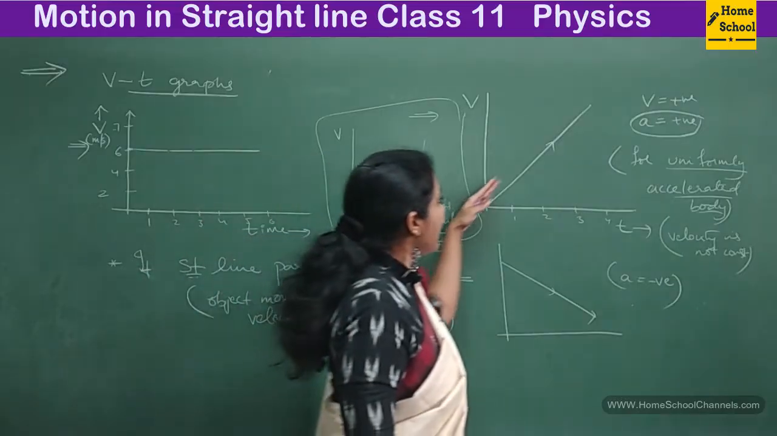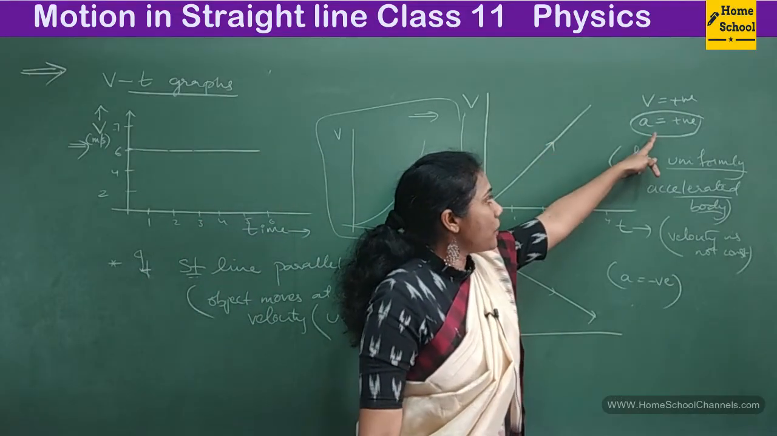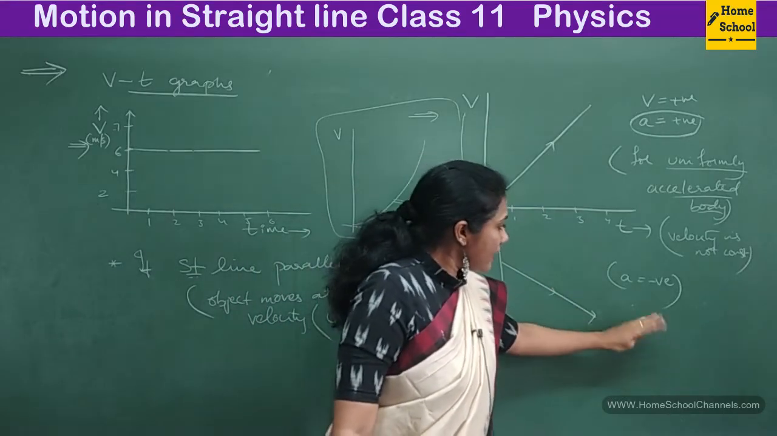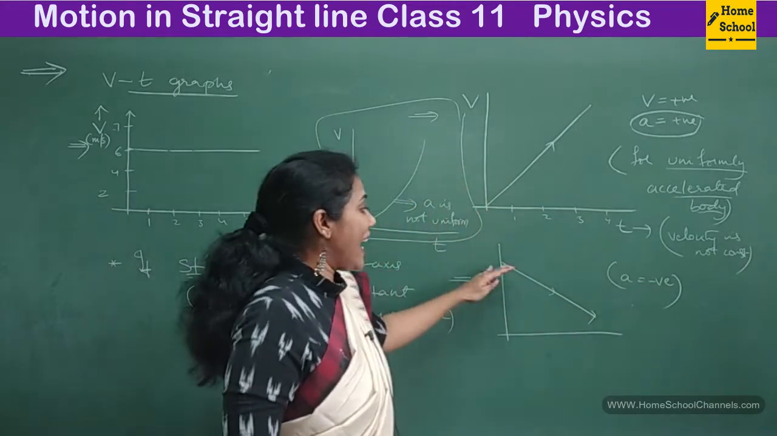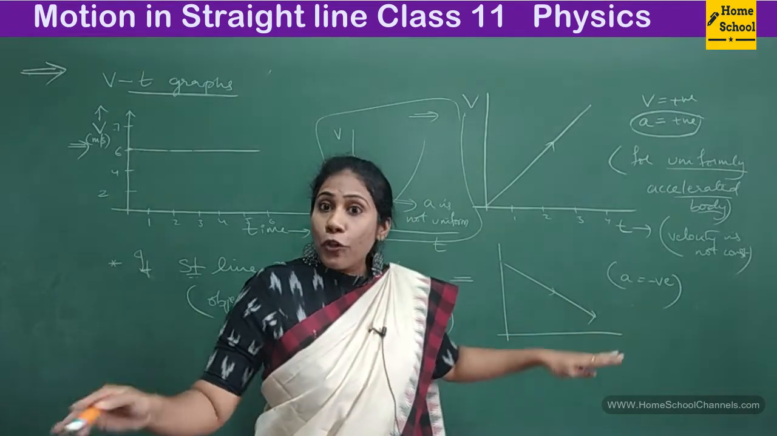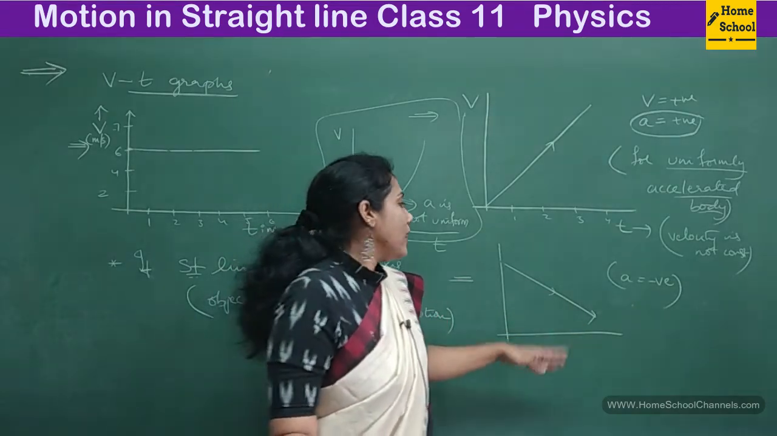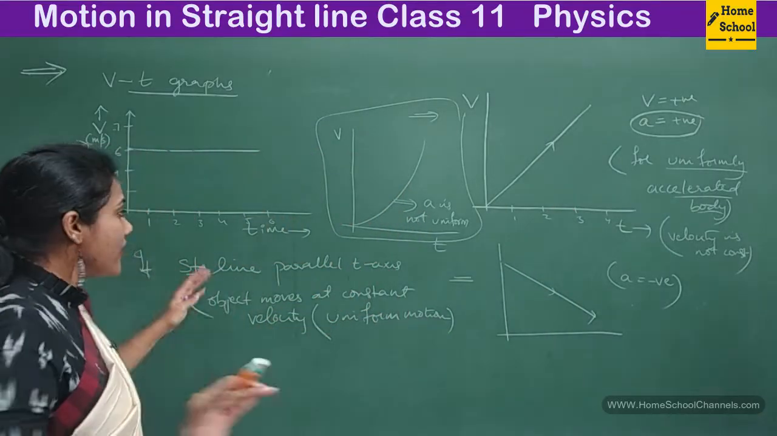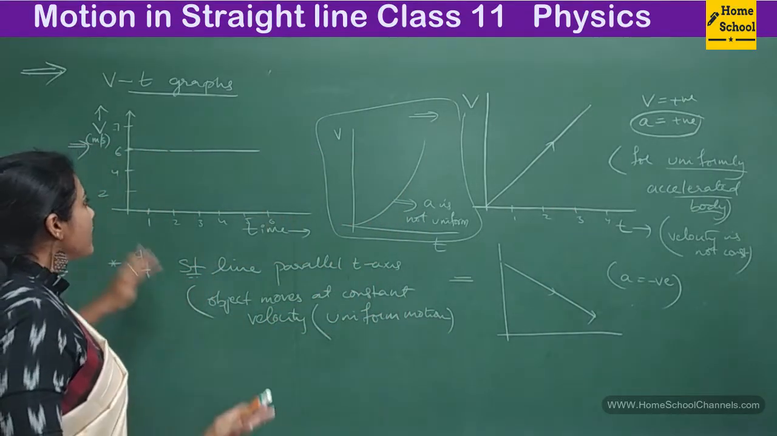Okay, so a straight line like this means a is positive, v is also positive. A straight line something like this means a is negative, that is the object is slowing down. So that is what the actual meanings that you must know from the graph. So this is a general idea. Okay, so it's very important.